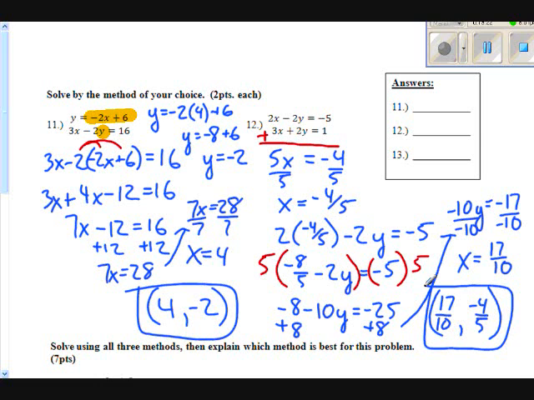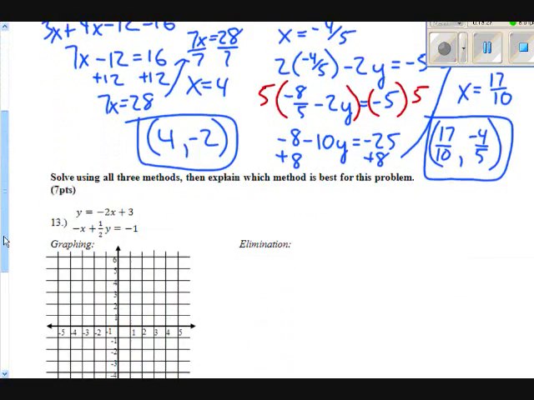Okay? And again, don't be scared of fractions. Fractions are okay. They're numbers too. All right? Don't discriminate against fractions.